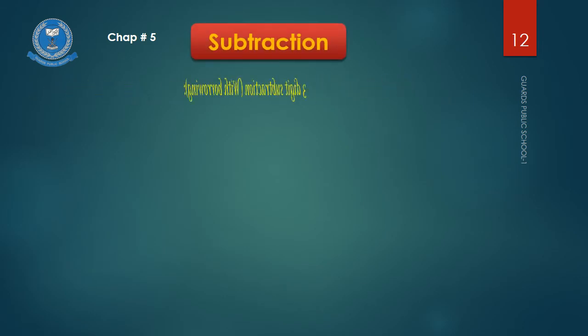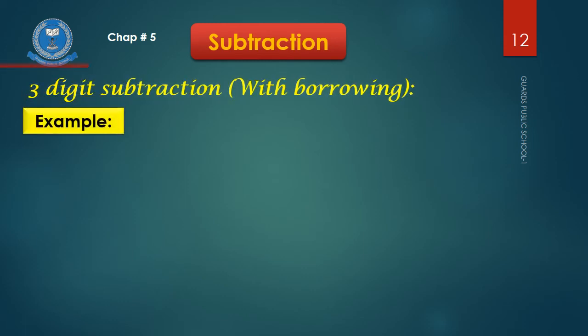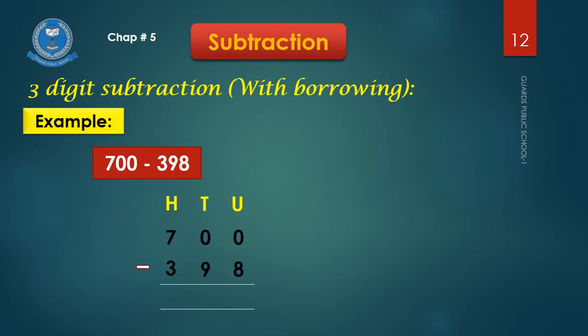So I have here the numbers 700 and 398. How do we subtract it, students? First, we write the numbers according to the place value. Then we will start with the units column. So in the units column, we have 0 minus 8. But we cannot subtract 8 from 0, students. So what will we do? Because this 0 needs to borrow 1 from tens.